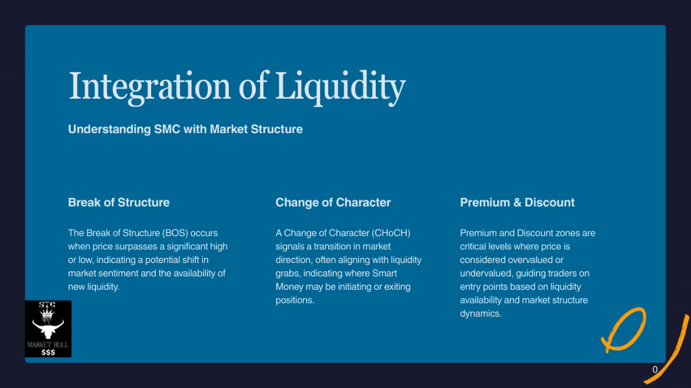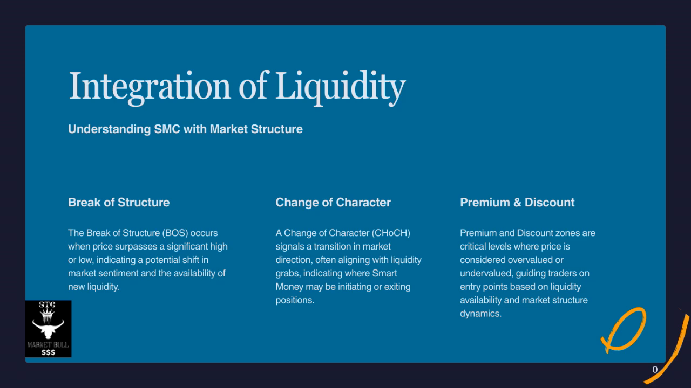Then there's the break of structure, or BOS. This occurs when the price breaks through a significant high or low. It's a strong indication that market sentiment could be changing and that new liquidity is now available. Recognizing BOS helps us confirm whether a trend reversal or continuation is likely.